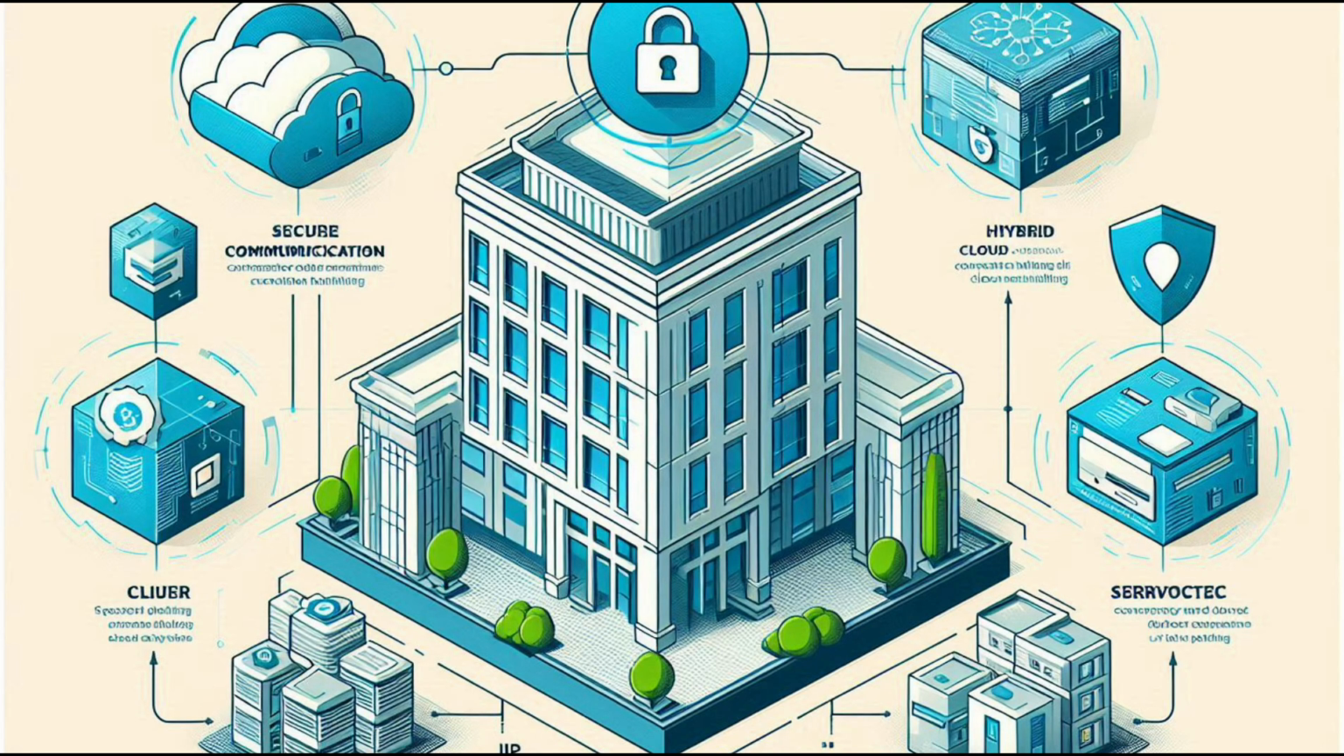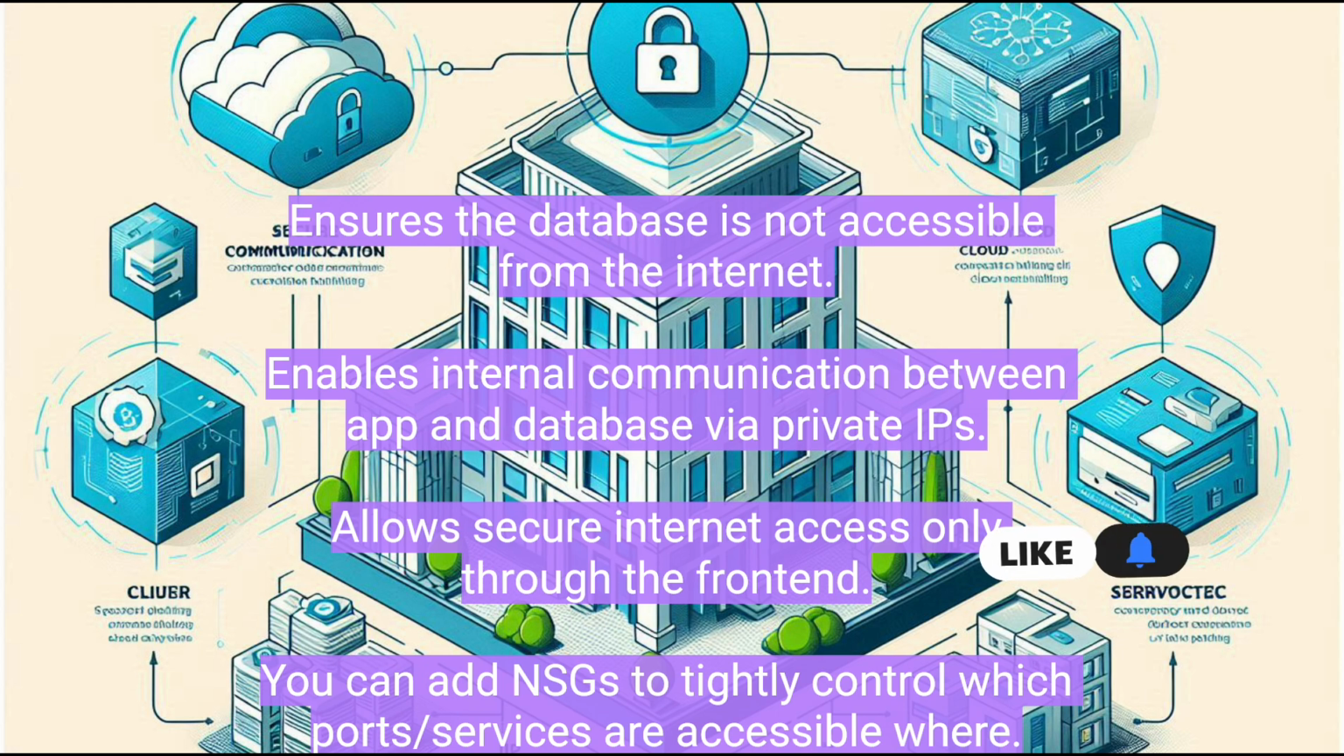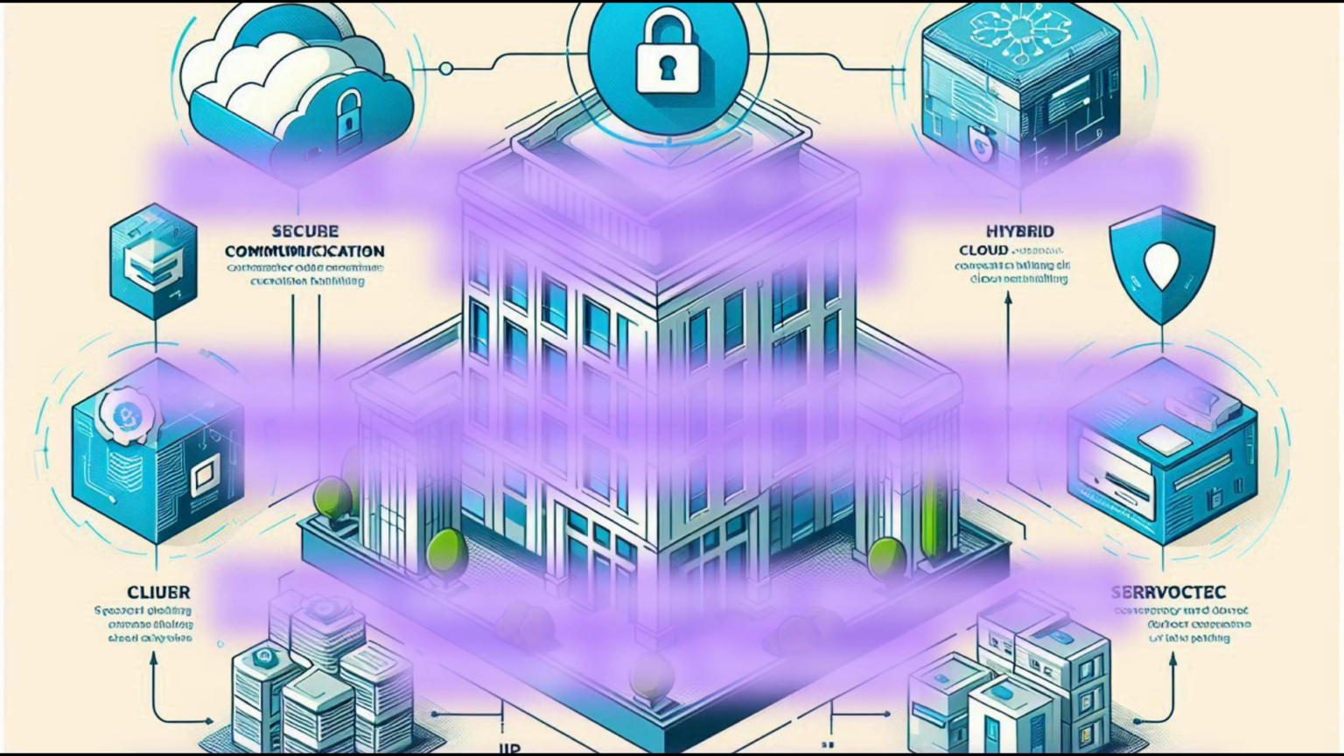This architecture ensures the database is not accessible from the internet. Enables internal communication between app and database via private IPs. Allows secure internet access only through the front end. You can add NSGs to tightly control which ports and services are accessible where.